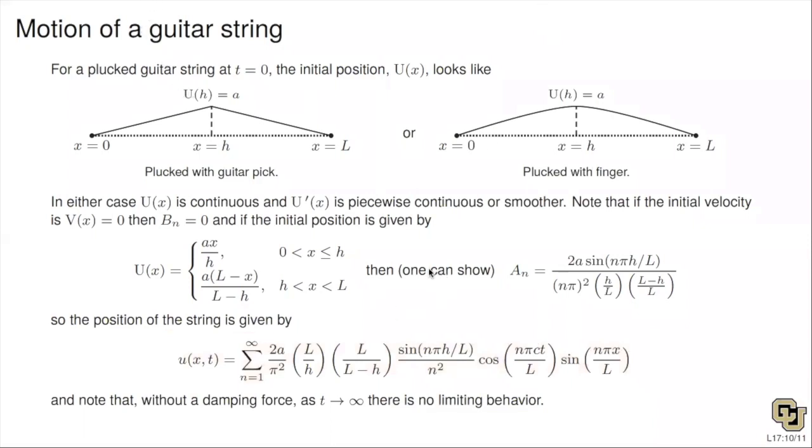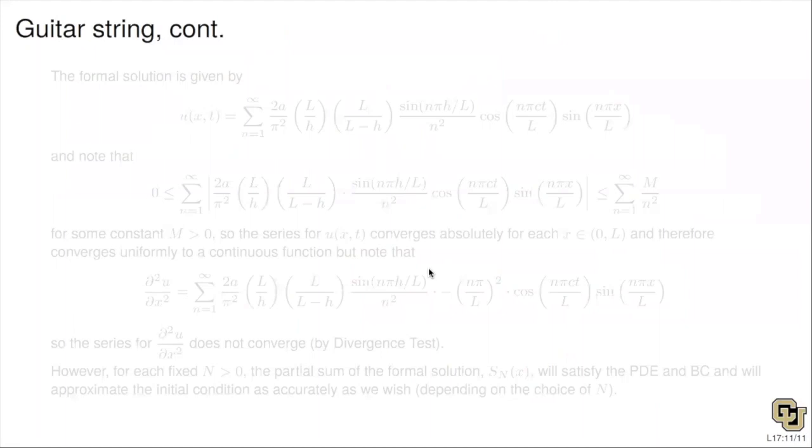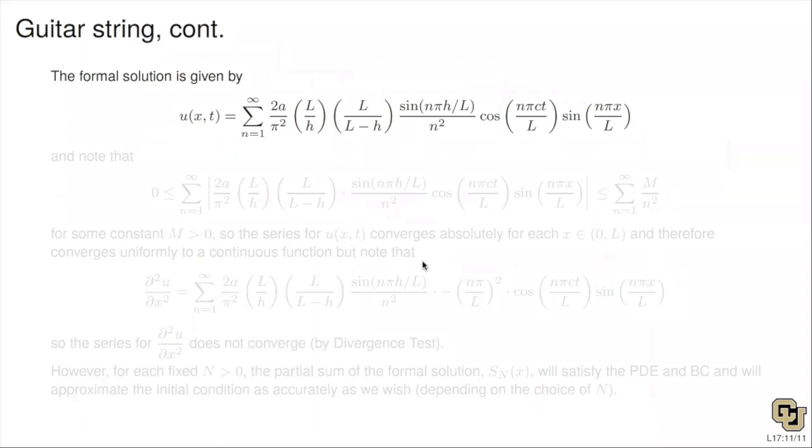So here's the guitar string. Let's talk about the convergence. We can write the solution this way. What you should notice is t and x are the only variables. Everything else is either a constant or is our index. And here on the other side, u is a function of x and t. And so you've got your time wave, you've got your space wave.